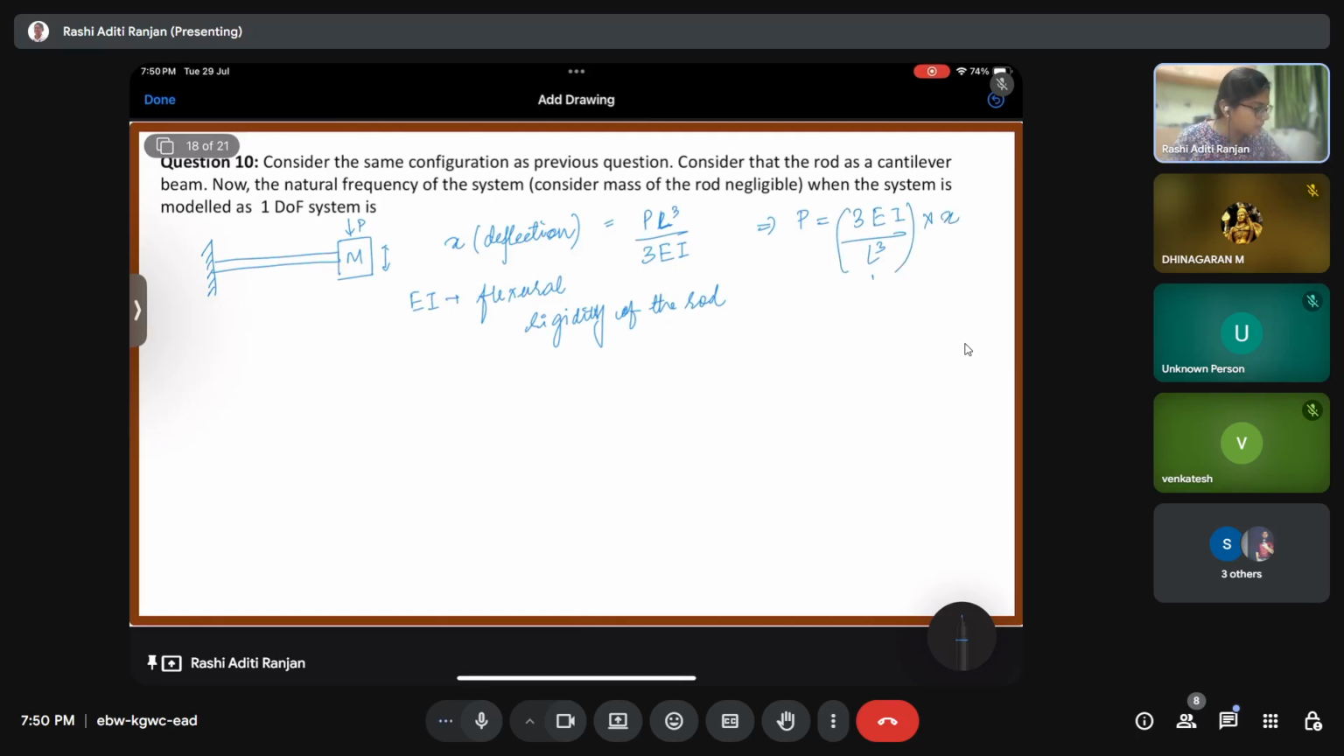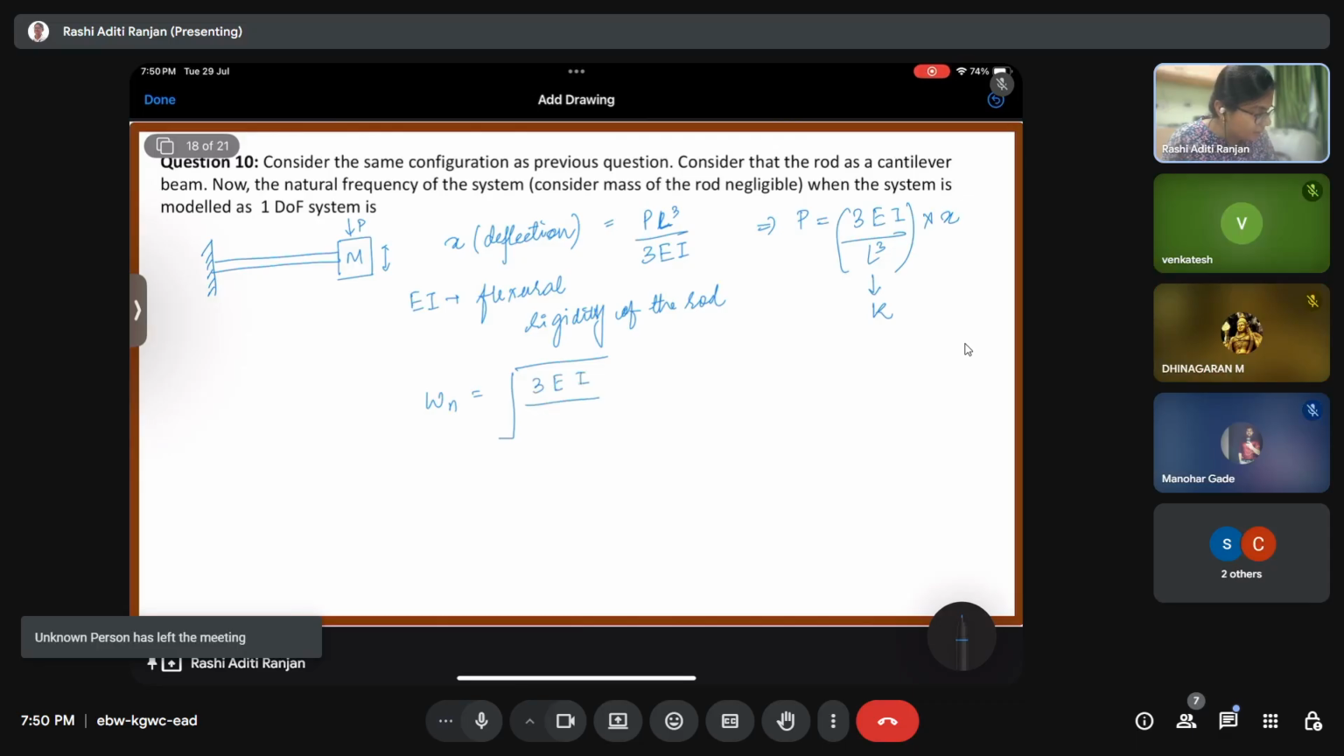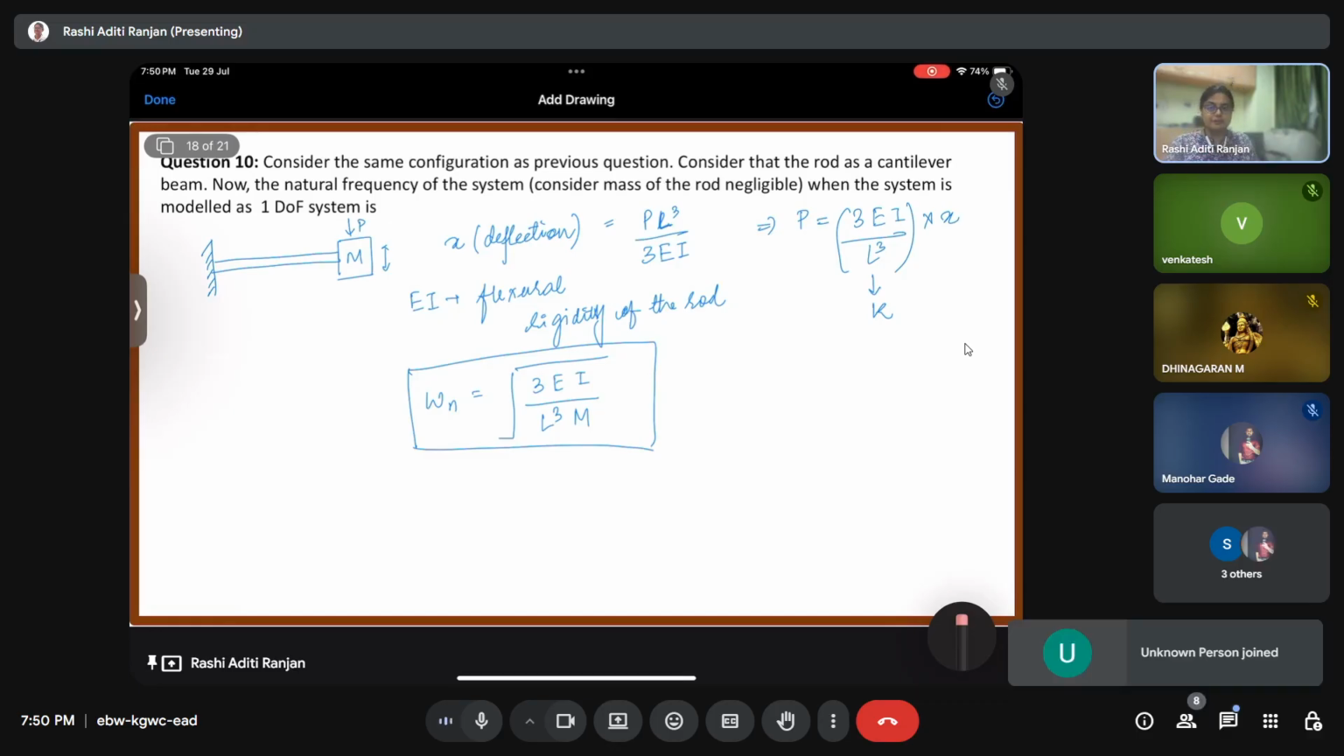This is K, right? So then omega n is under root of 3 EI by L cube into m. This is the natural frequency. Now you see for the above case, for question number 9 and question number 10, though my system is the same, in one case we are looking into the axial movement, and in the other case the lateral movement. Because of that only, there is a lot of difference between the natural frequencies of the system.